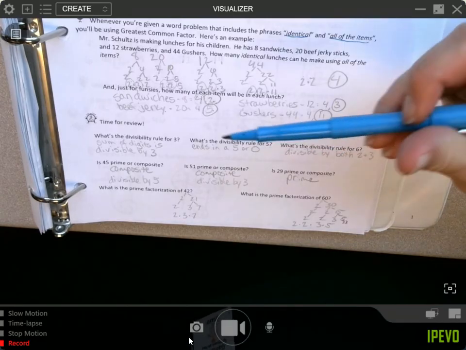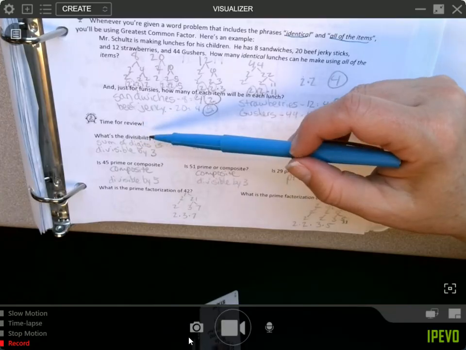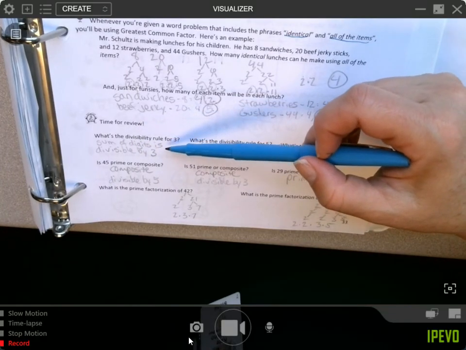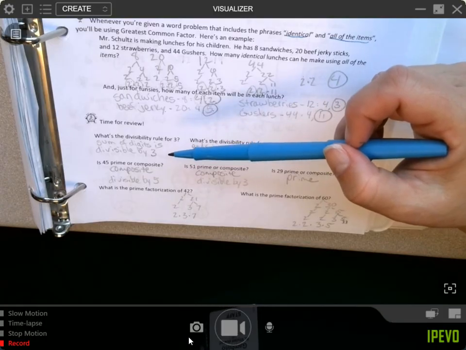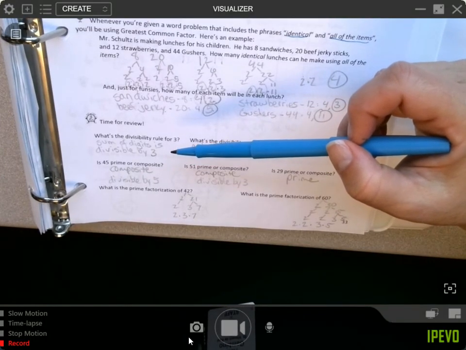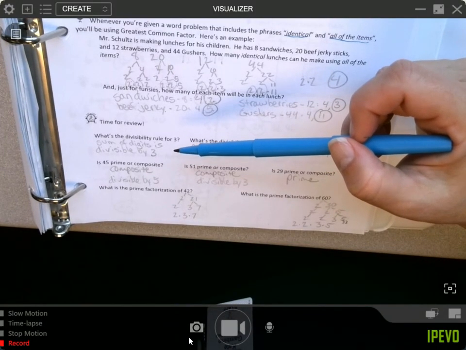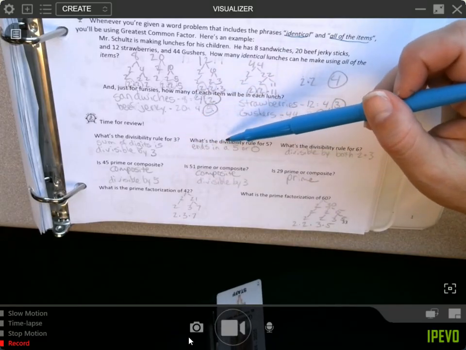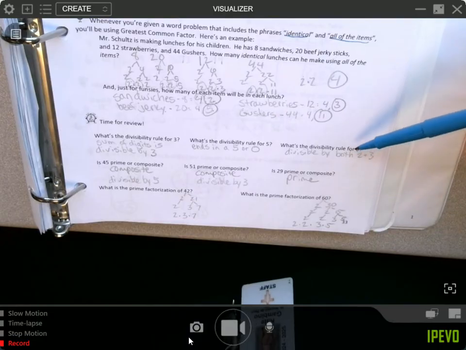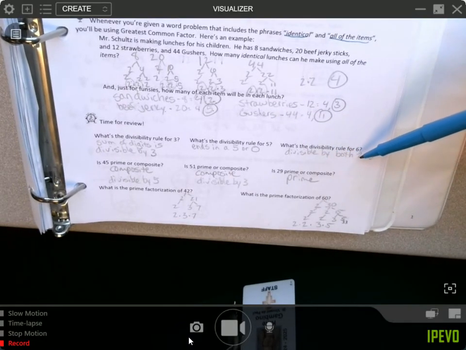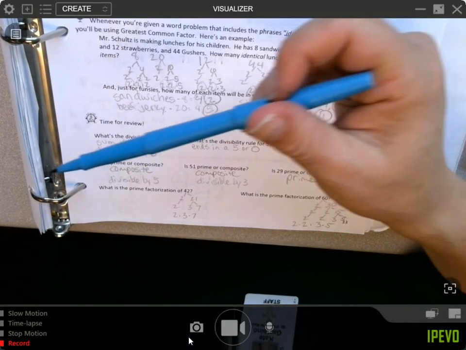All right, time for review. What is the divisibility rule for 3? The sum of the digits is divisible by 3. You add up the digits, and if you can divide that number by 3, then it's divisible by 3. Divisibility rule for 5, it ends in a 5 or a 0. For 6, it needs to be divisible by both 2 and 3.